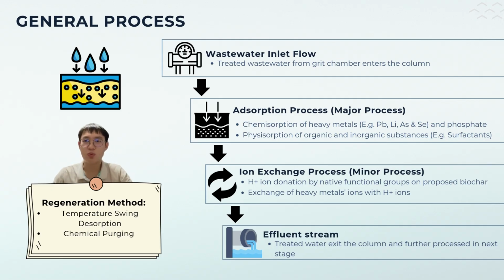Now, talking about the general process, initially treated wastewater from the grit chamber enters the iron-impregnated biochar column. After that, adsorption processes occur, involving chemisorption of heavy metals and phosphate ions, followed by physisorption of organic and inorganic nutrients onto the iron-impregnated biochar surface. Meanwhile, some ion exchange also occurs between H+ ions on the biochar surface and the heavy metal ions in wastewater. Finally, the treated wastewater exits the column and will be further processed at the upcoming stage. For the regeneration method, temperature swing desorption and chemical purging using H+ based solutions like HCl solution will be applied.